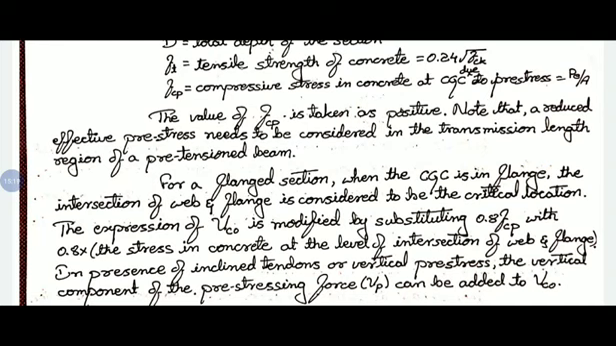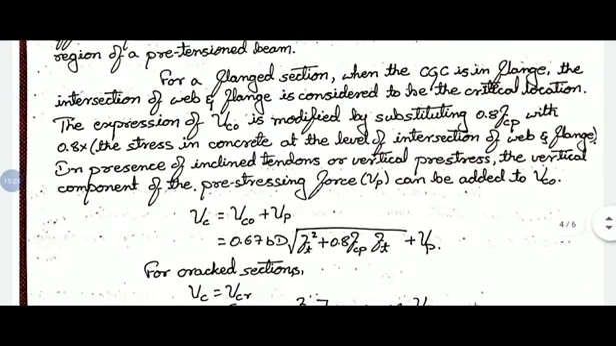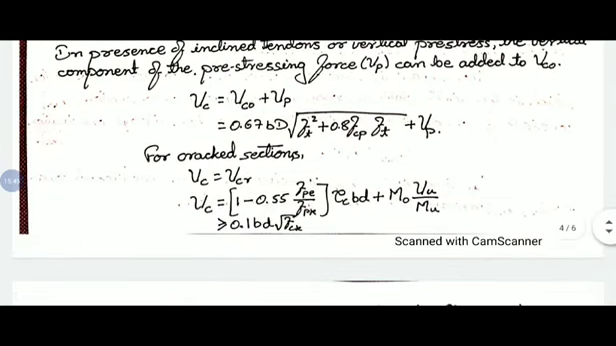and web. In presence of inclined tendons or vertical pre-stress, the vertical component of the pre-stressing force Vp can be added to VCO. So to calculate VC, along with the above equation, we can consider the vertical pre-stressing force if we are applying vertical pre-stress. And for uncracked sections, we have one more equation. So the previous one is for cracked sections, and this is for uncracked sections. So there is 1 minus 0.55 FPE by FPK into tau CBD plus M naught VU by MU.